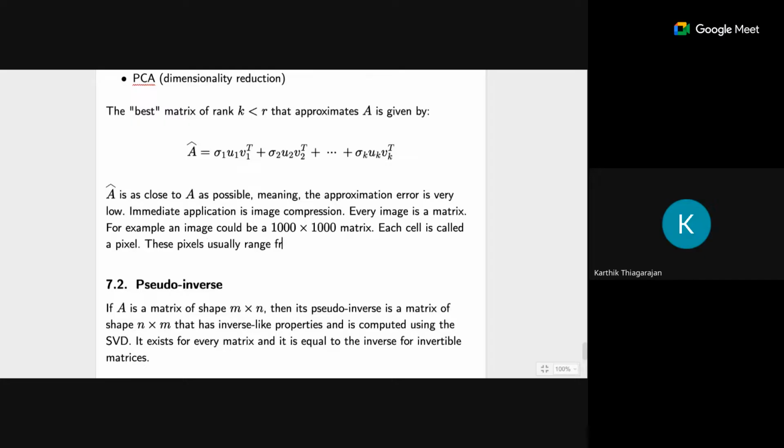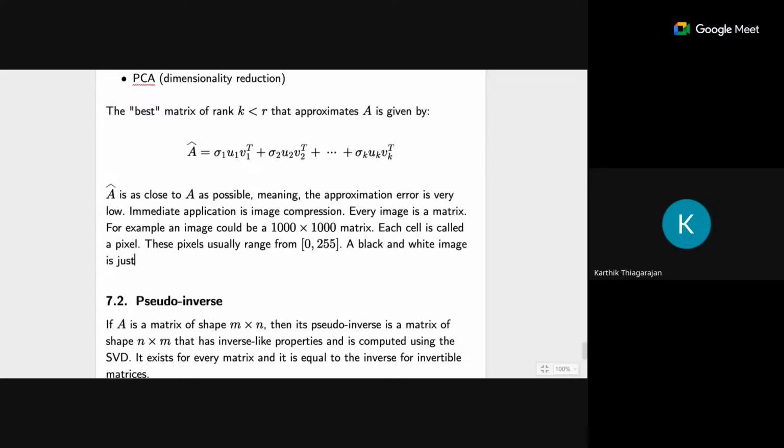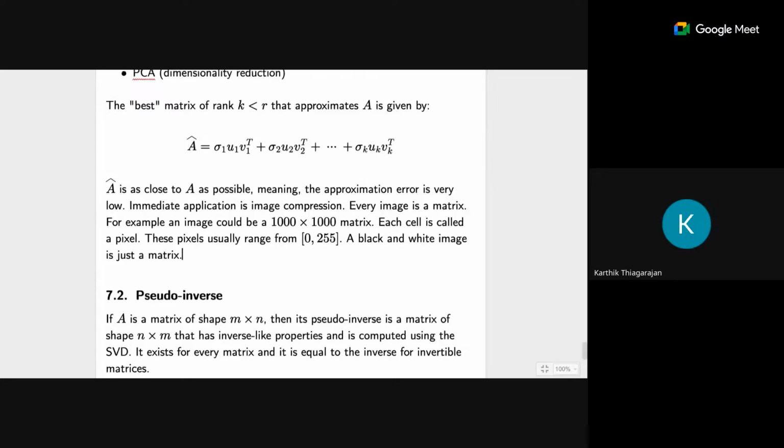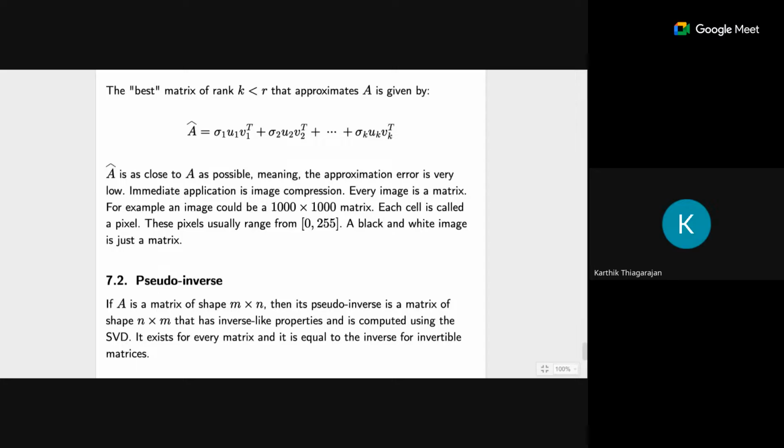These pixels usually range from 0 to 255. I'm giving you an example of what is called a grayscale image, meaning a black and white image. So a black and white image is just a matrix. If you want to represent an image in a computer, you have to represent it in the form of a matrix, and that is like 1000 cross 1000. Okay. So why is this a big deal?